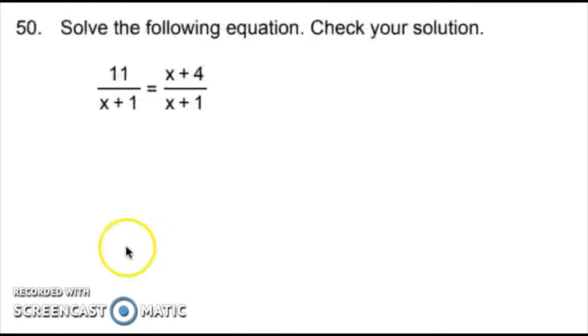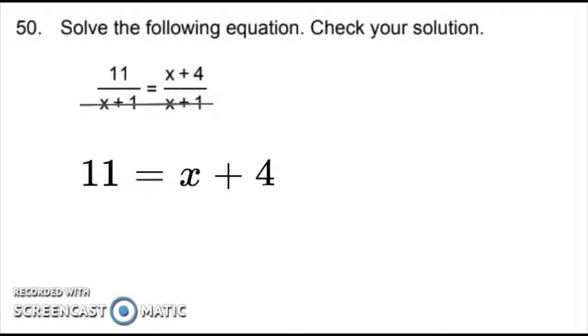7. Number 50 says to solve the following equation. So, since they had the same denominator, as a shortcut, we could simply cross out the denominators and then set the equation 11 equal to x plus 4. Then subtract 4 from both sides, and you get x equals 7.